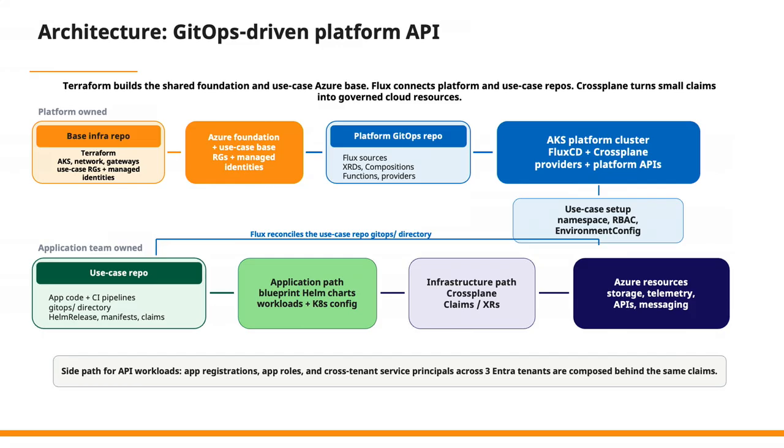And think of this architecture as Crossplane v1, right? Because the application team still uses the claims. And we will cover v2 later. Okay, then let's go to the control plane pattern.